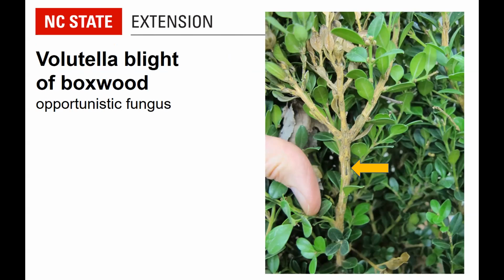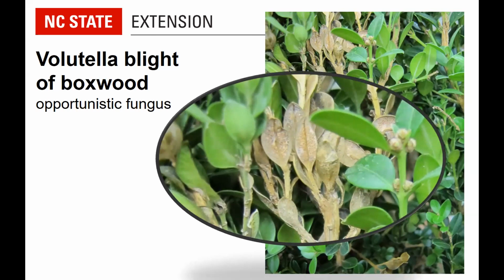So we'll see it on plants, for example, that have drought stress, or in this particular case, where the stem was girdled by the boxwood stem canker, and then the Volutella appears, often with a sort of pale orange color to it on the leaves and stems. Here's a little bit of a close-up, a little bit blurry there, but you can kind of see the Volutella on the underside of those leaves, and also on some of the stems, the twigs.